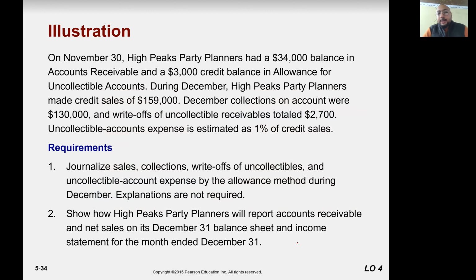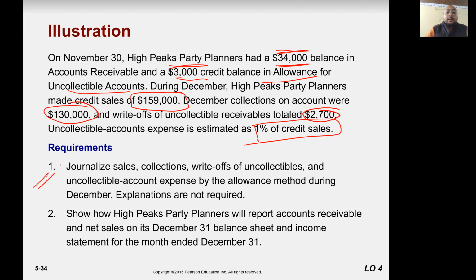So on November 30, High Peaks Party Planners had a 34,000 balance in accounts receivable and a 30,000 credit balance in allowance for uncollectible accounts. You highlight the balances. During December, High Peaks Party Planners' credit sales are 159,000. December collections on accounts were 130,000. Write-offs of uncollectible are 2,700. That is the actual writing off. And they estimated that 1% of sales are uncollectible.